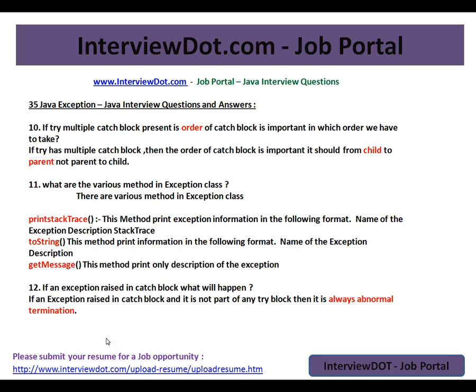If an exception is raised in the catch block, what will happen? If an exception is raised in the catch block and it is not part of any try block, then it is always abnormal termination. So the idea here is I have got a problem in the try block and I'm catching it inside the catch block, and within the catch block I get some more errors. That means it is always an abnormal termination.